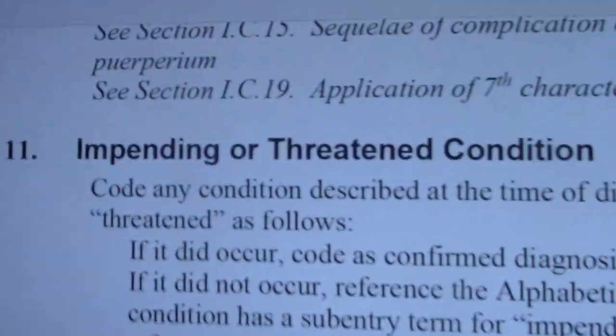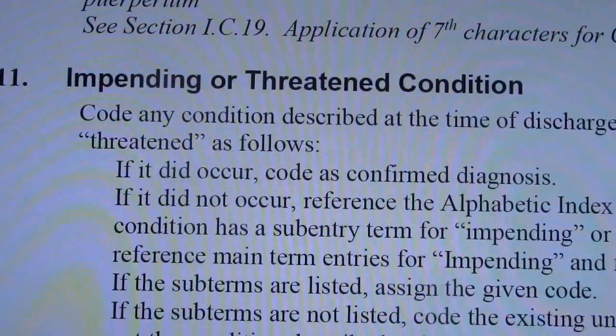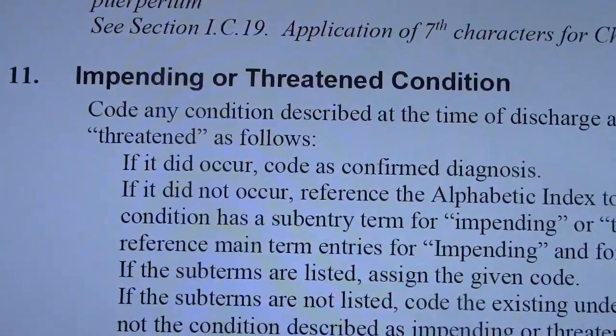In the 2019 ICD-10-CM guidelines, we are down to 1B11. So pull out your guidelines and let's get started. (1B11) Impending or threatened conditions.